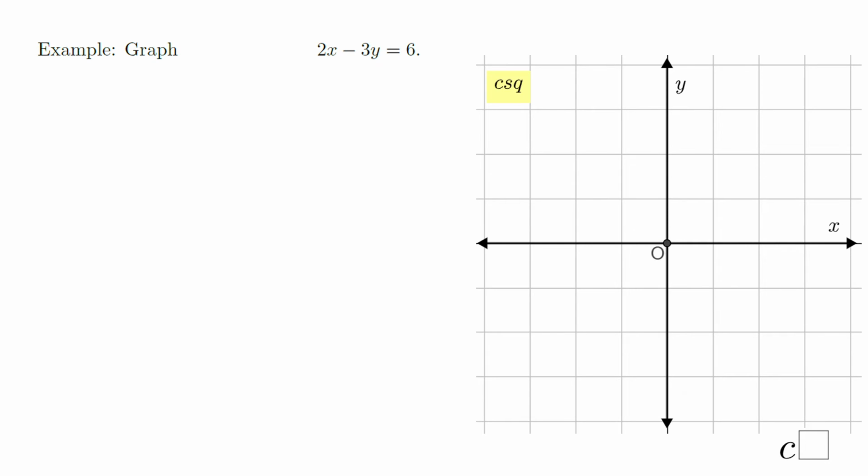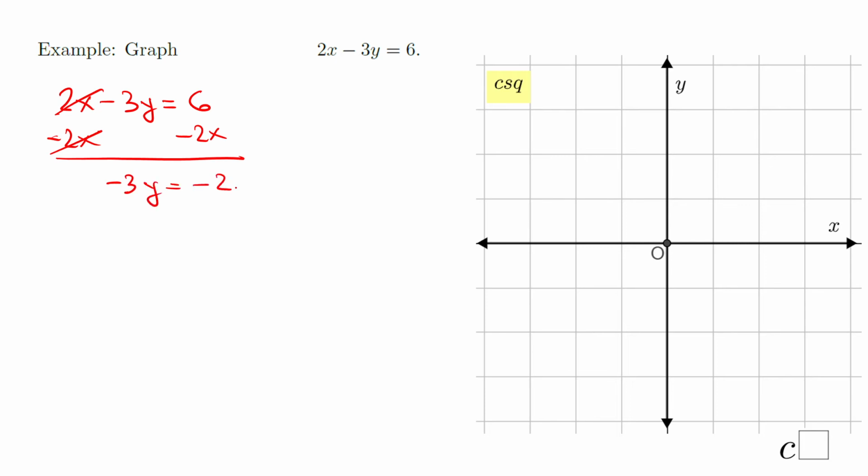A very similar example, so I'm going to do the same thing. I'm going to solve for y. I'm going to subtract 2x on both sides. I'm going to have negative 3y equals, again, start with the x term, negative 2x plus 6, and you have to divide by negative 3.